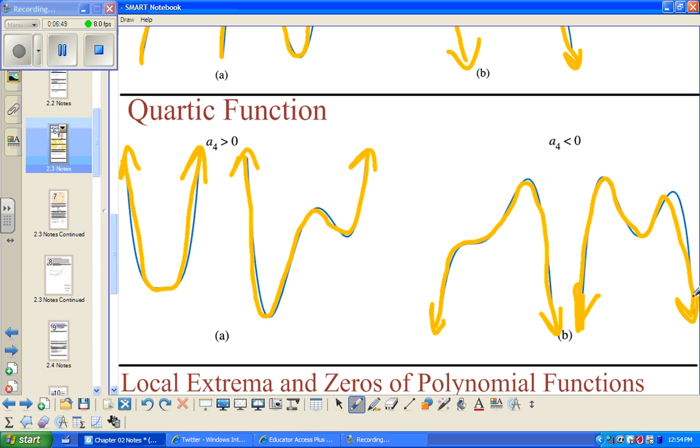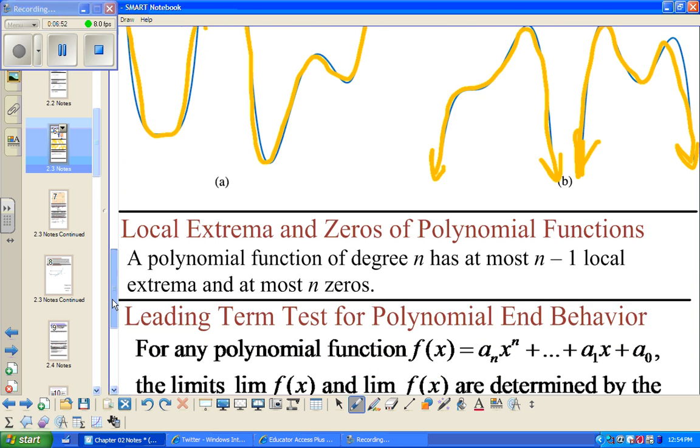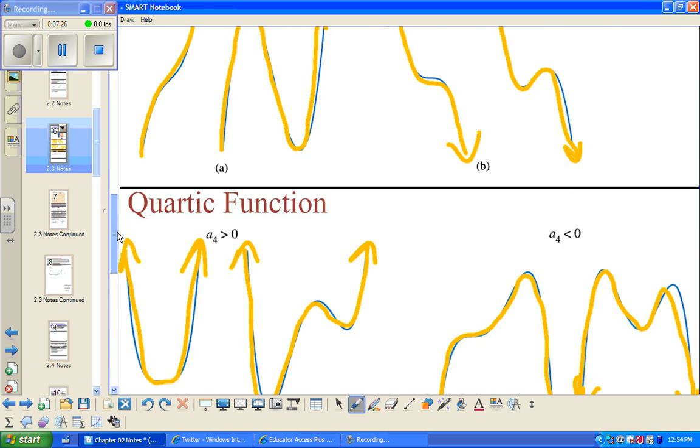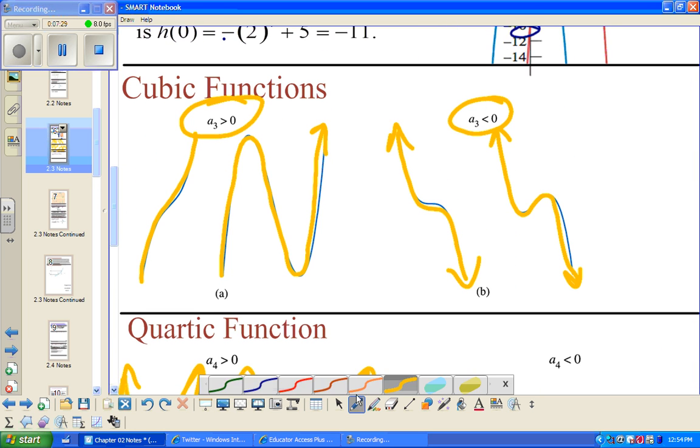What you need to know is what could happen in between, and that's what I have written next here. The local extrema and the zeros of the polynomial functions will range in the following way. A polynomial function of degree n will have at most n minus 1 local extrema. They don't have to have any, but they'll have at most n minus 1 local extrema. And they'll have at most n zeros. Well, you can see that up here.